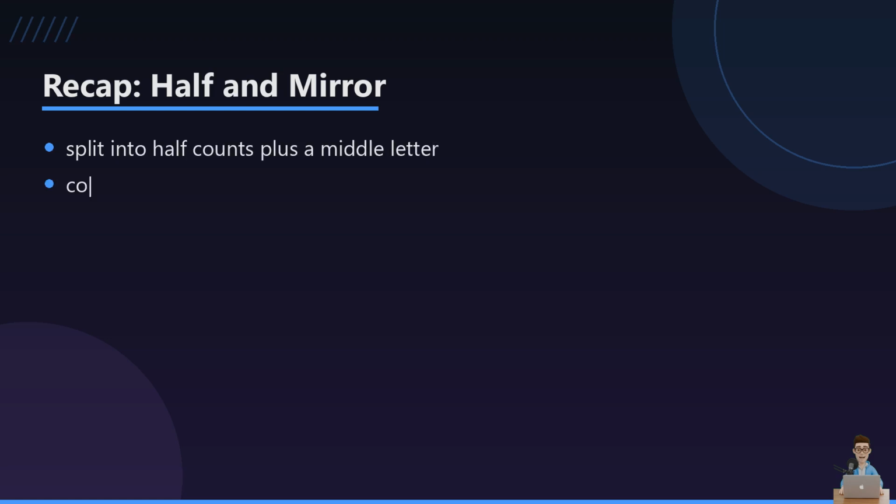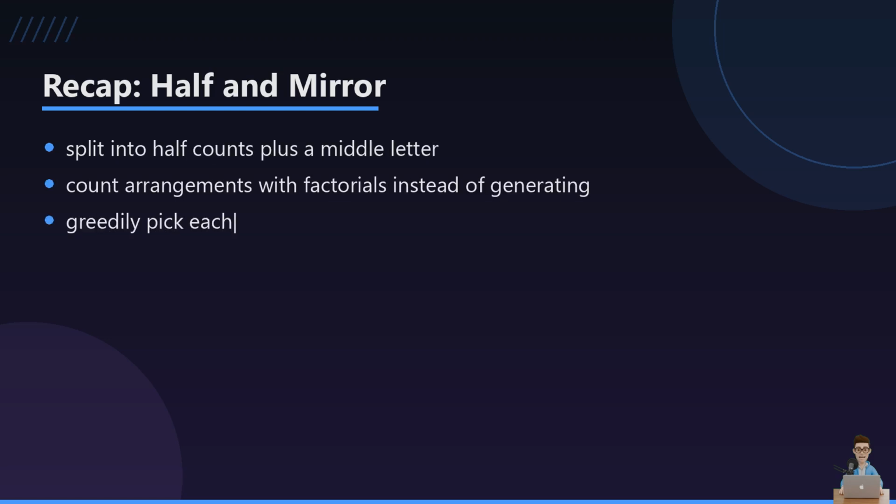Let's recap what we learned today. Remember that half the problem idea from the very beginning? That was the whole solution. Split the string into a left half plus one possible middle letter. Use factorials to count arrangements instead of listing them. Pick each letter of the half one at a time and then mirror it to get the full answer.